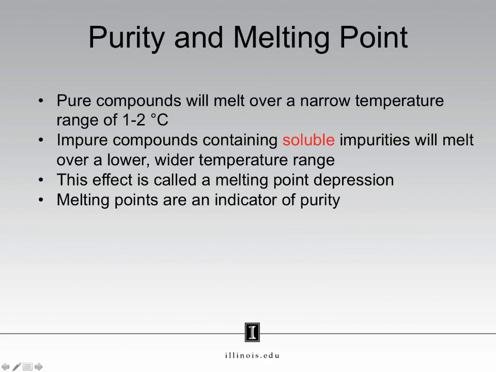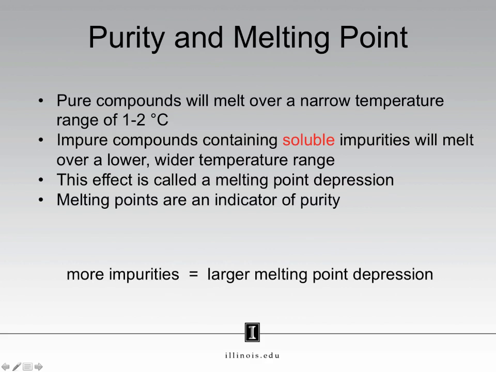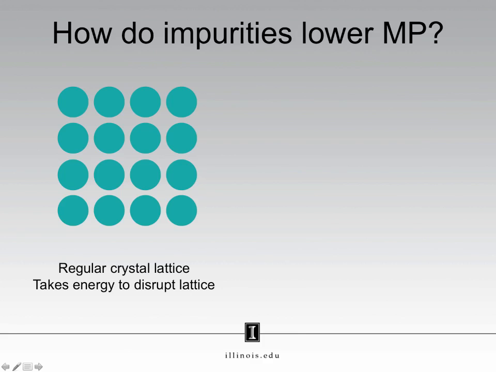As a result, melting points are an indicator of purity, where more impurities result in a larger melting point depression. If you know the melting point of a compound, and your sample of that compound does not match that melting point, that means your sample must be impure. The farther away your sample's melting point is from what the melting point should be, the more impure your sample is. Why do impurities cause this melting point depression?